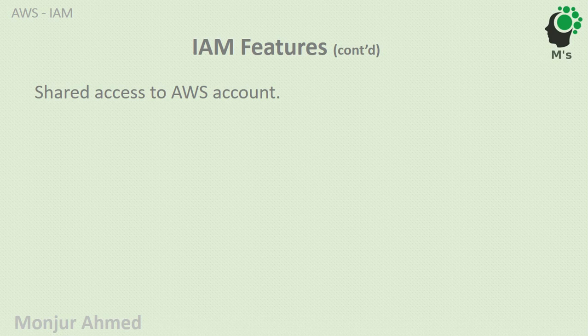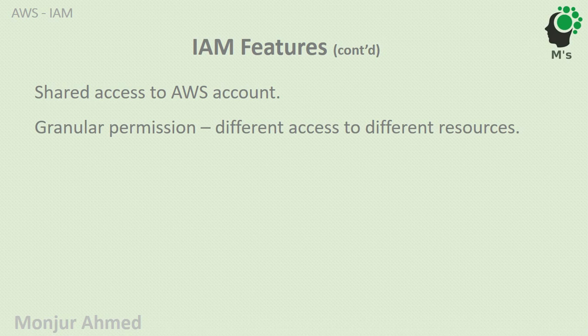So the first feature that we are going to discuss is shared access to AWS accounts. As we said, we can create users who can get access to our AWS account, in other words, the resources that we have under one account, but without having the power of a root user, which as we discussed, we have by using email and password to log in to the AWS console.